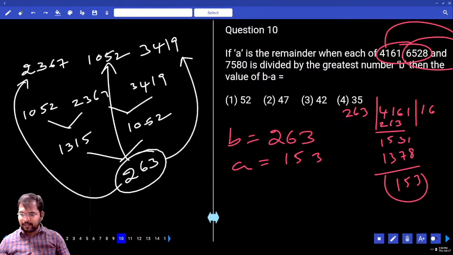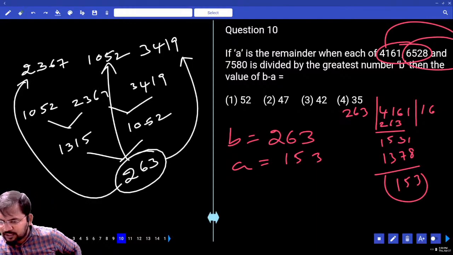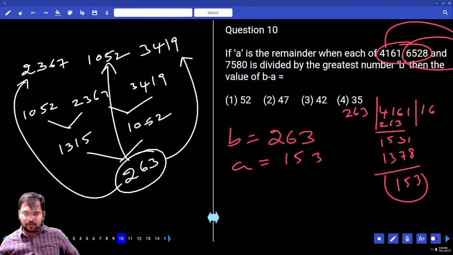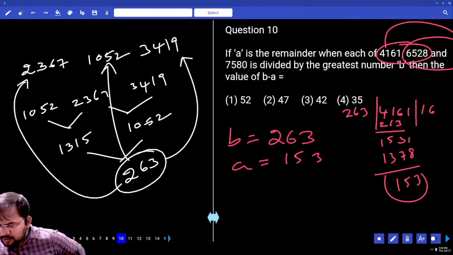$153, same, na? 263, 1 is 263, na? Remainder is what? Remainder 3, 11, 6, 11, 6, 5. 4161. Next: 6 3s are 18, 36, 37, 15.